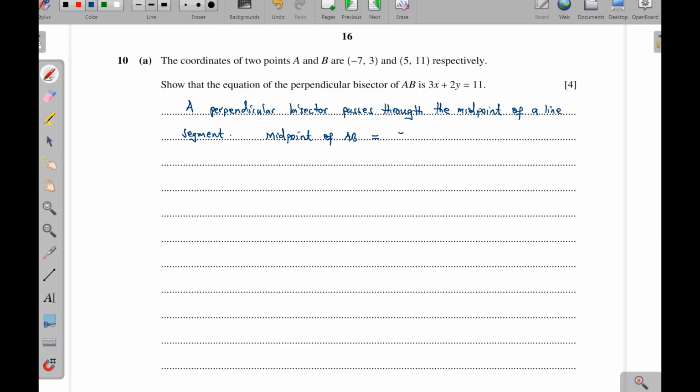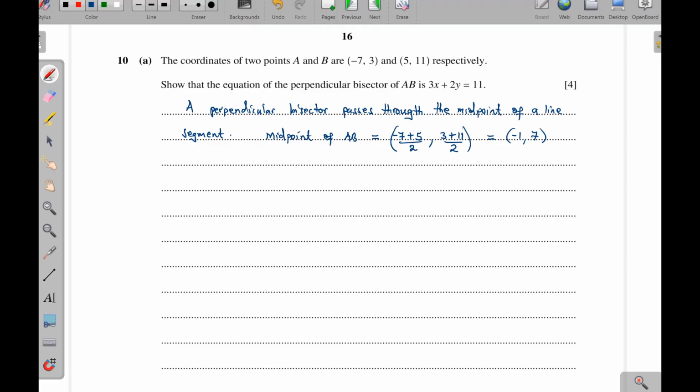So this one will be the average of the x coordinates, negative 7 plus 5. That will be negative 2. Then divide by 2, you get negative 1. Then what else? We have the average of the y coordinates, we have 3 plus 11, which will be 14. Divide by 2, then you get 7. So we have negative 1 and then 7. So that's the first mark you're going to get there.